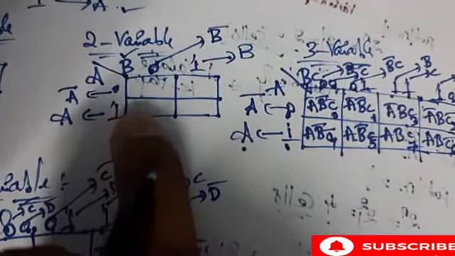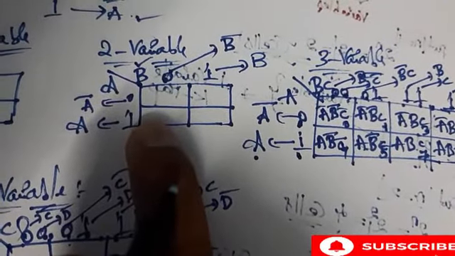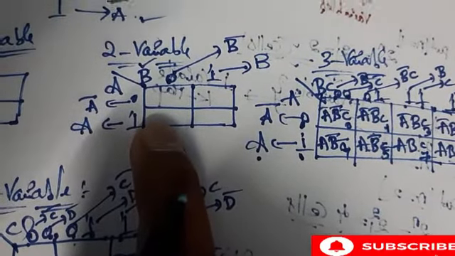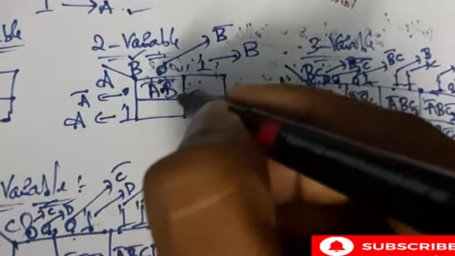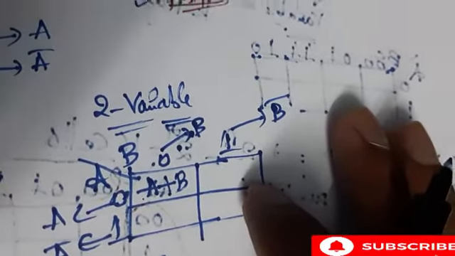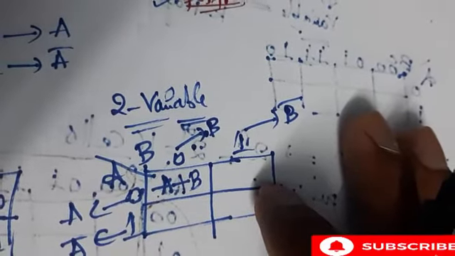Let's observe in this two variable K map of the SOP form, you have to write A bar into B bar. In POS form, in place of the dot we will get the plus. In place of A bar, we will get the A. In place of B bar, you will get the B. This will be the basic difference between the SOP form and the POS form.